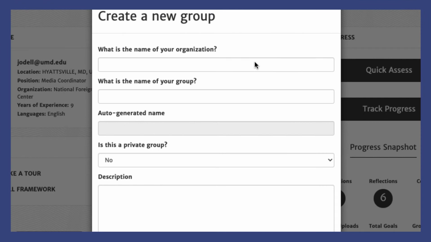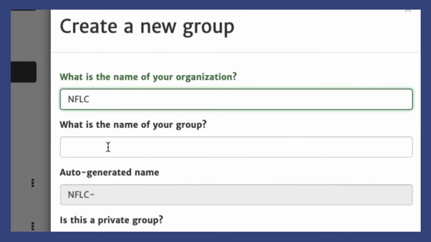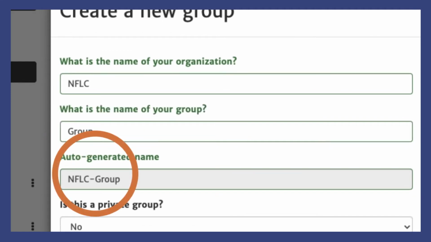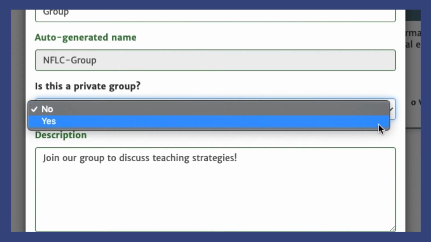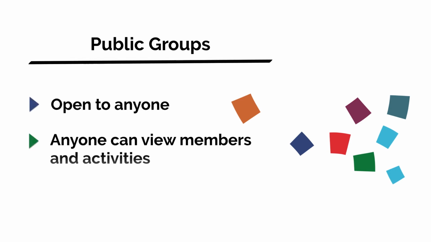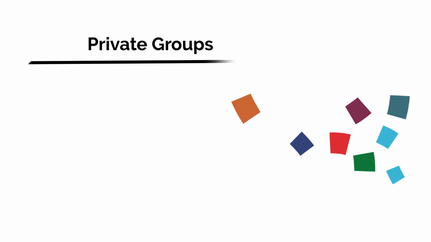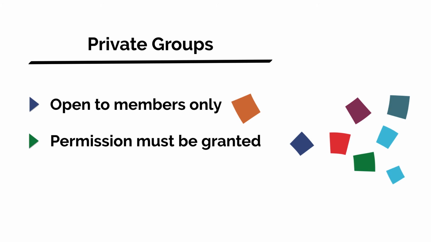To create a group, you'll need to specify the name of your organization and a name for your group. These will auto-generate a unique group name. Next, set the group to either public or private. Public groups are open to anyone on Catalyst to view members and group activities. Private groups allow only members of the group to see members and activities, and permission must be granted to join.